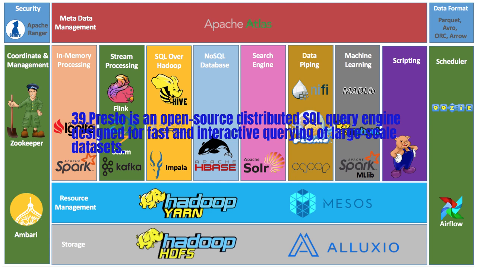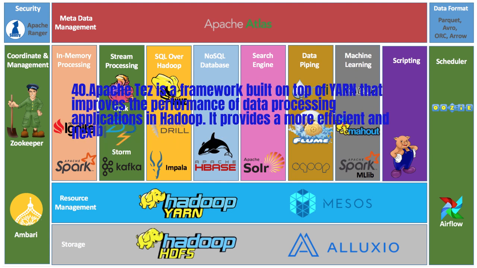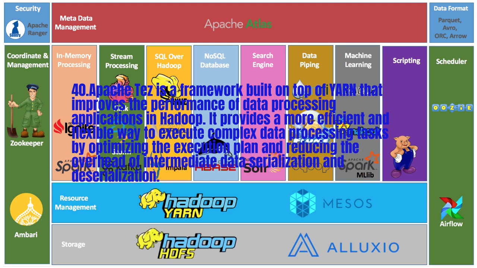Apache Tez is a framework built on top of YARN that improves the performance of data processing applications in Hadoop. It provides a more efficient and flexible way to execute complex data processing tasks by optimizing the execution plan and reducing the overhead of intermediate data and serialization and deserialization. Okay.